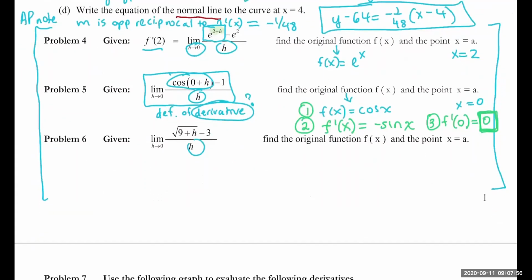So now if you guys can try to do this and glance up if you guys need help. Okay, I'm going to stay quiet for a minute. Try to do problem 6.